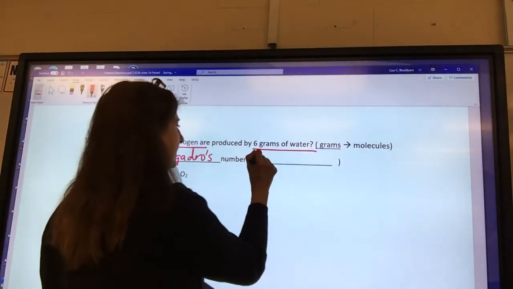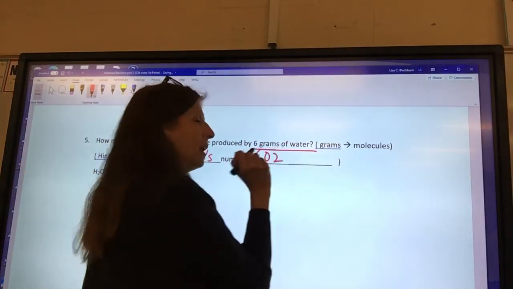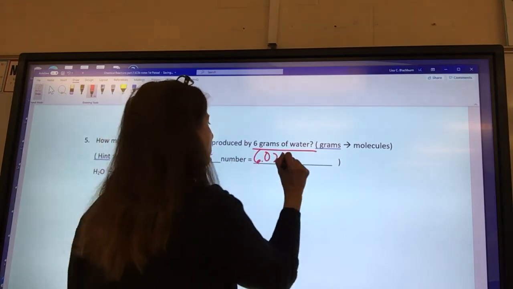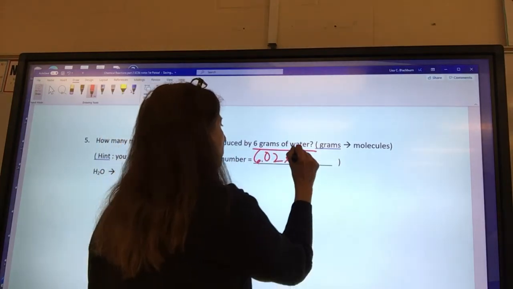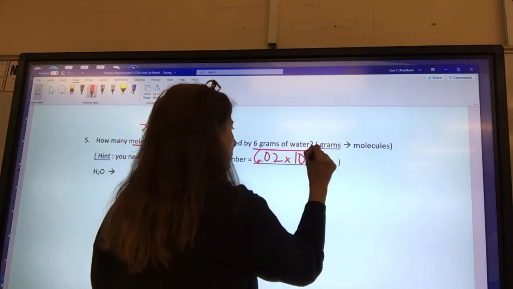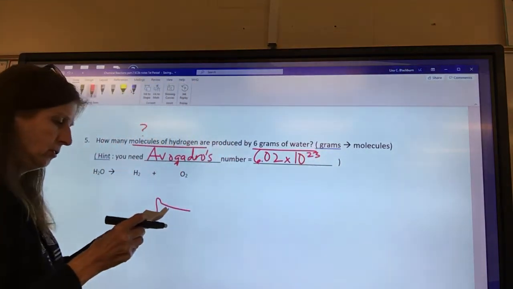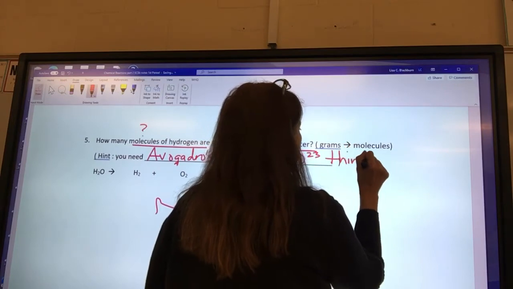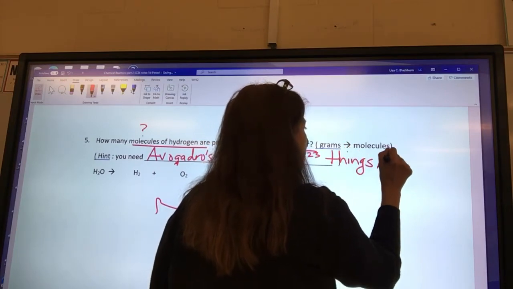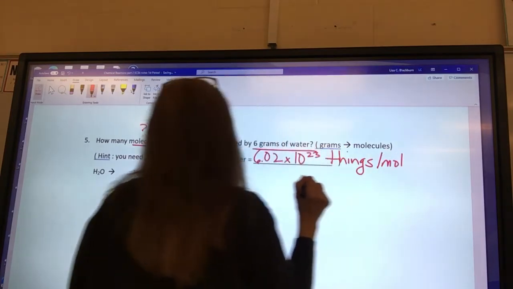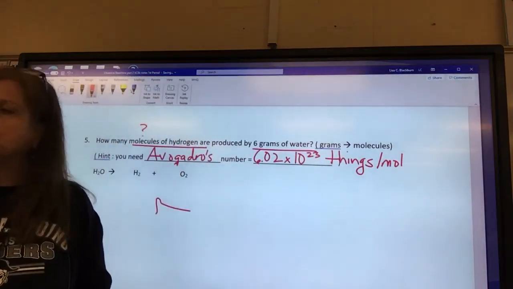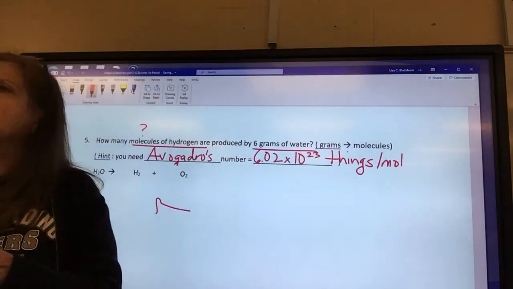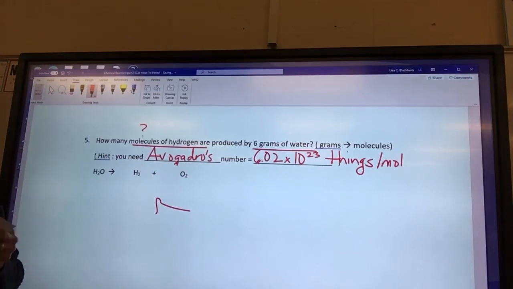Which is 6.02. Sometimes in college they make you do 6.022. But we'll just do 6.02 times 10 to the 23rd power. And it's whatever it is, it's things per mole. Sometimes that will be atoms per mole. Sometimes it'll be molecules per mole. Sometimes it will be particles. But it's whatever that is per mole as the unit you do.